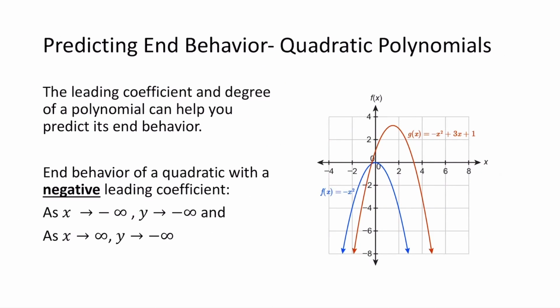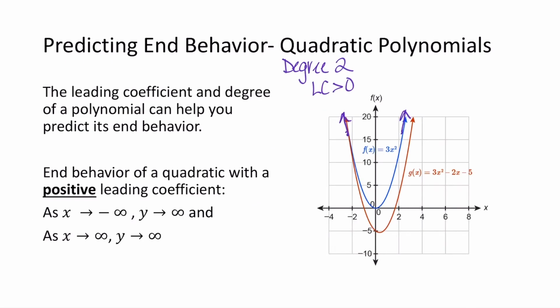Okay. What if we have a quadratic? Remember, quadratic is degree 2, and then we have the leading coefficient less than 0. So what if we have a negative leading coefficient? Well, as x approaches negative infinity, y is going to tend to negative infinity. And then as x approaches positive infinity, y is also going to go to negative infinity.